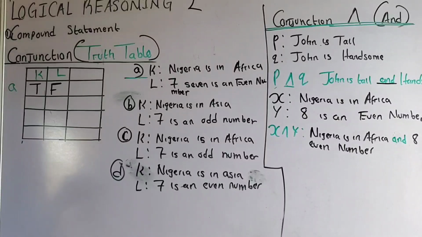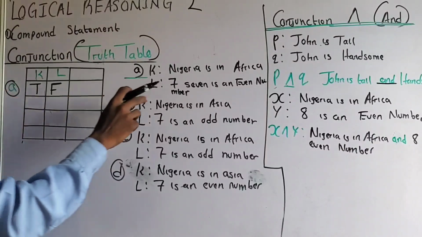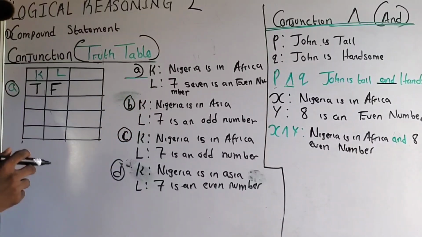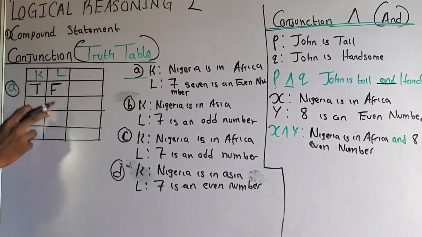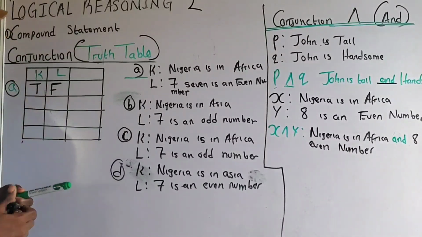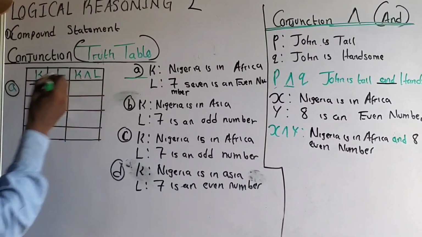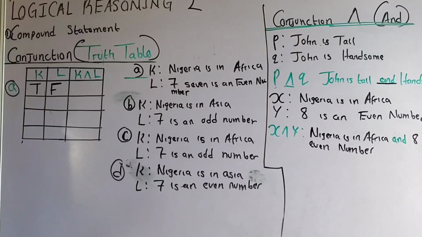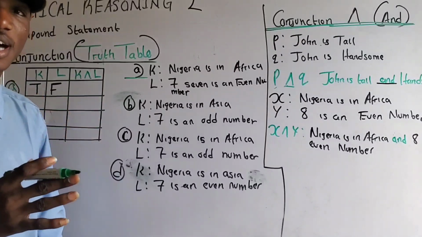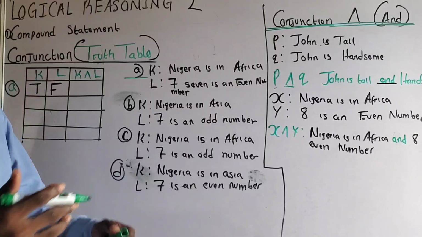Are you getting it? For the first statement, statement A, Nigeria is in Africa, that is true. The truth value is T. Now, L, 7 is an even number. The truth value is false because 7 is not an even number, it is an odd number. Do you understand? Okay? Now, for the first statement, listen to me. K conjunction L means Nigeria is in Africa and 7 is an even number. I just combine both statements using and.